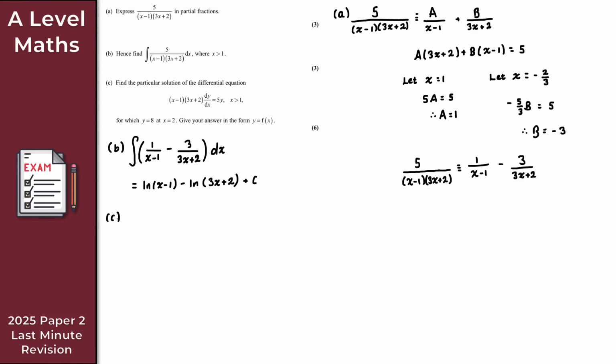So for part C here, what I can see straight away, right, is I've got x minus 1 and 3x plus 2 as our denominator. So I would expect at some point here, we can use our answer from part A and part B to help us answer part C. Now what I'm going to do then is separate the variables here, right? If I want to solve this differential equation, I need to separate the variables. So on the left-hand side here, what I want then is anything in terms of y, and on the right-hand side here, anything in terms of x.